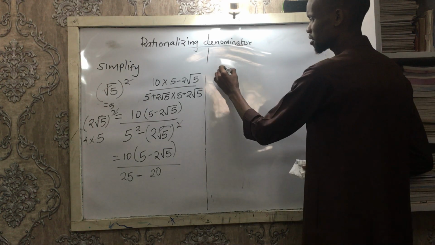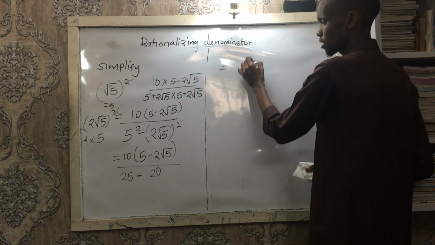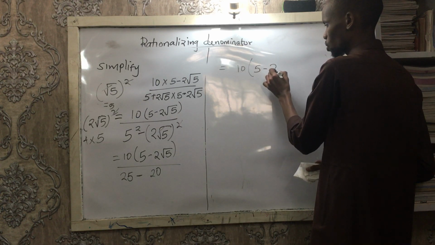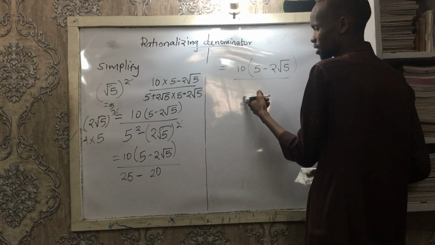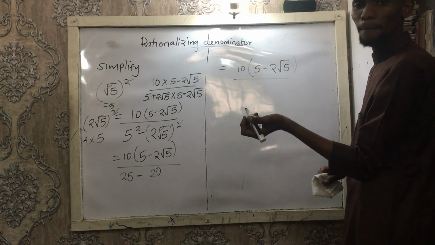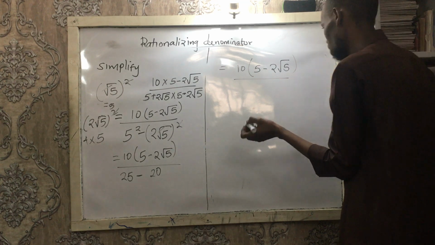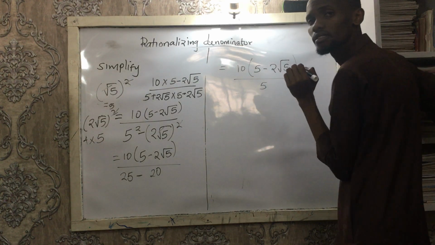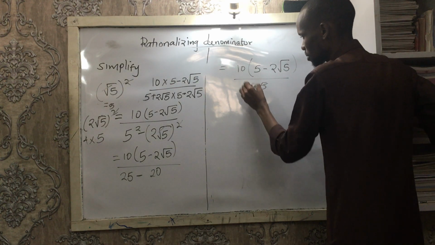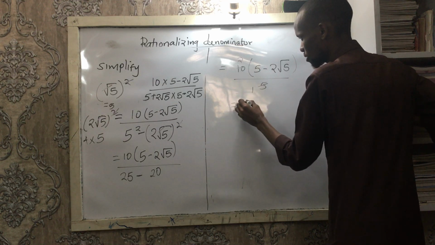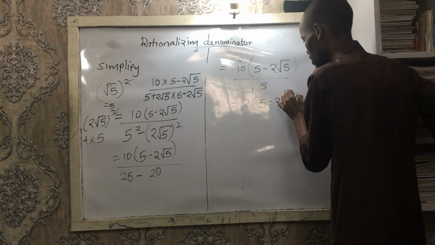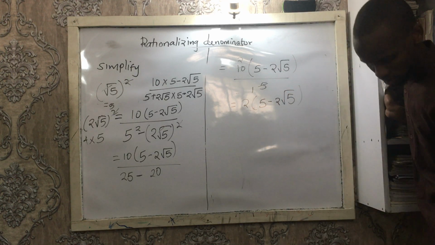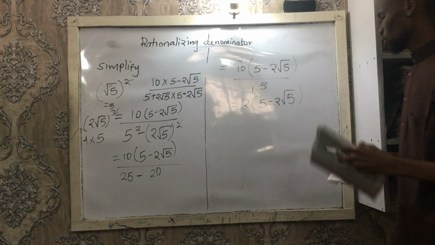So that we can have 10, 5 minus root 5, right? Now this looks smart. 25 divided by 20 is what? 5, right? So that we can have here 5. Then by 5, 1 by 5, 2, so that I can have 2 into bracket 5 minus 2 root 5. Are we there? Yes. 2 root 5.